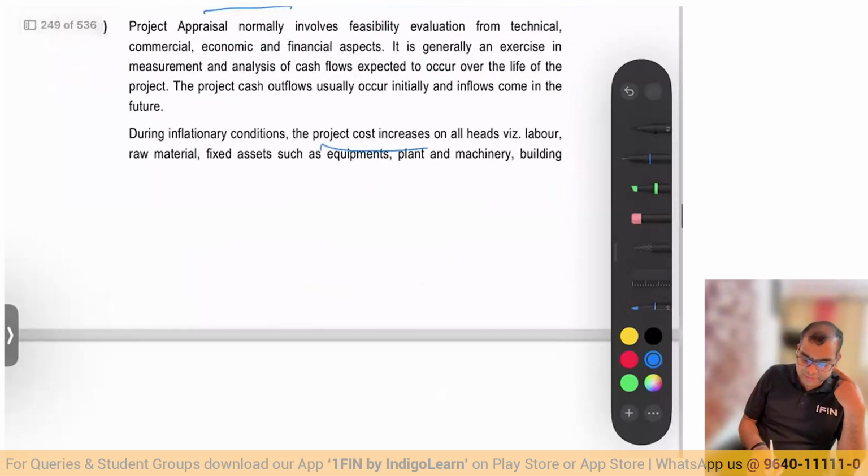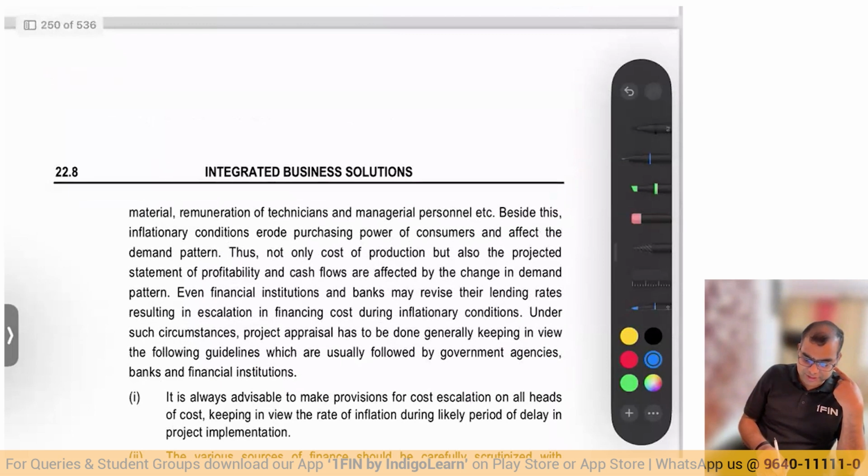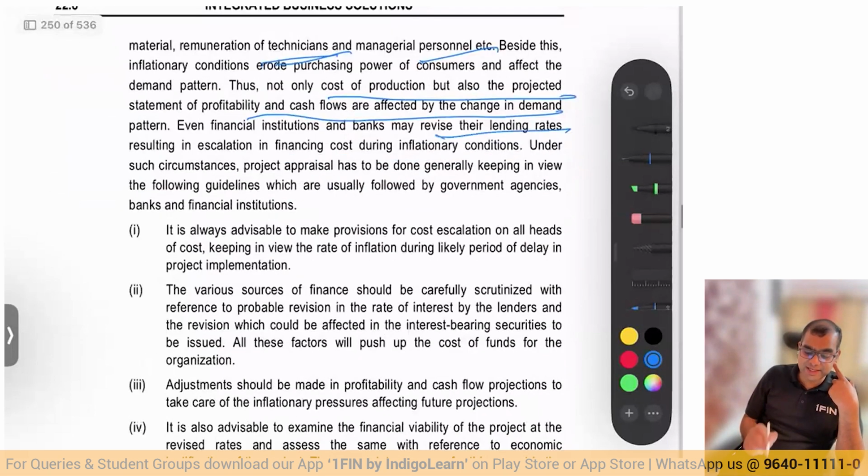During inflationary conditions, project cost increases in all heads. Everything increases: remuneration, bonus, managerial personnel salary, everything. That's not only the cost and statement of property, cash flows are also affected. Even financial institutions may revise their lending rates. This is very, very important, right?